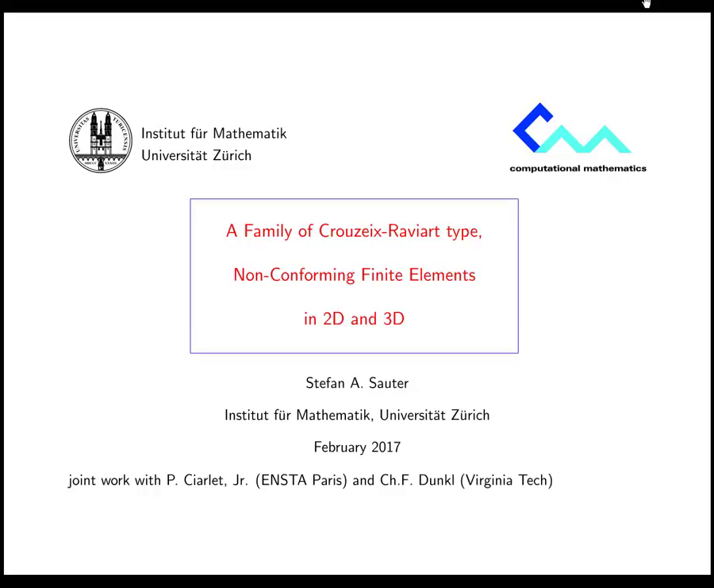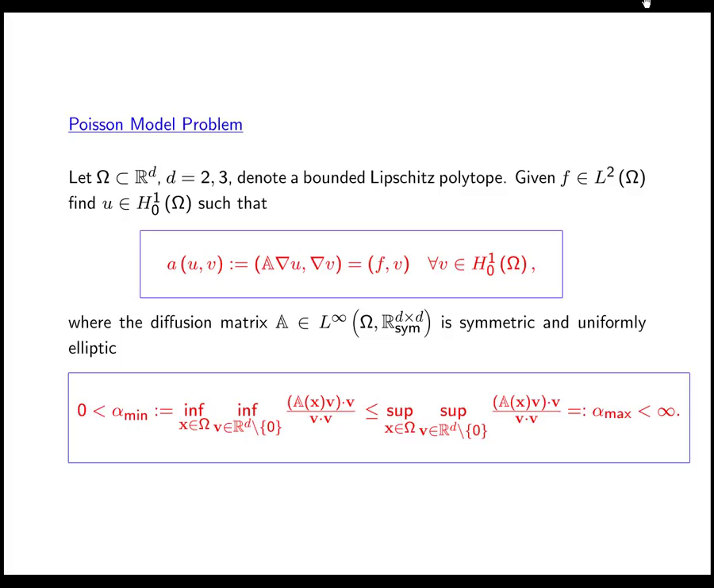Okay, so I will speak about non-conforming HP finite elements, and this somehow involves a lot of notation, because I speak about 3D problems. Therefore I warn you, the first 3 slides are a bit boring because I introduce the notation, but I hope that afterwards it will become better.